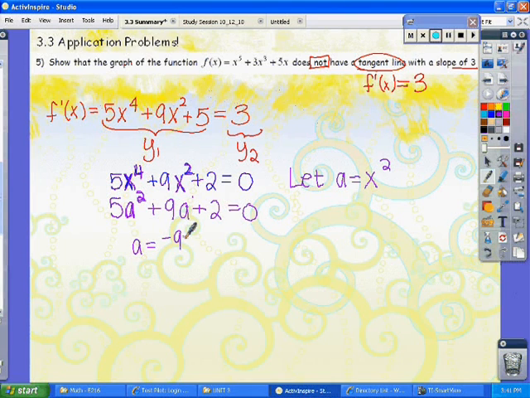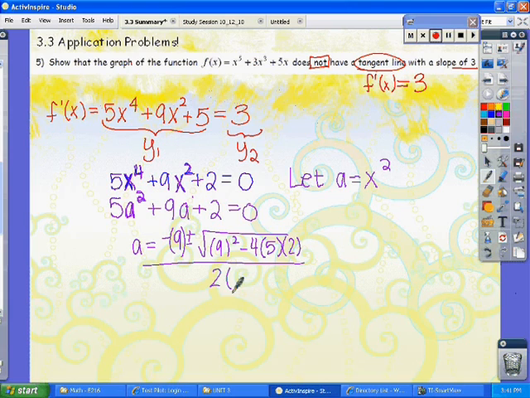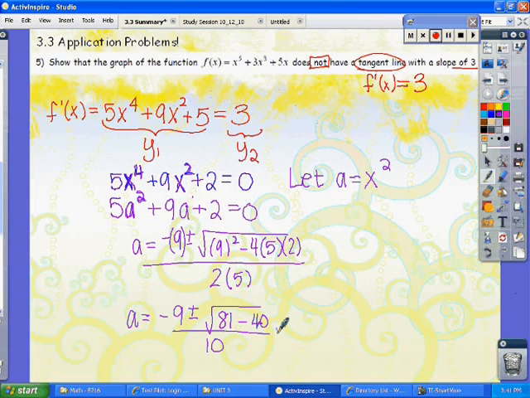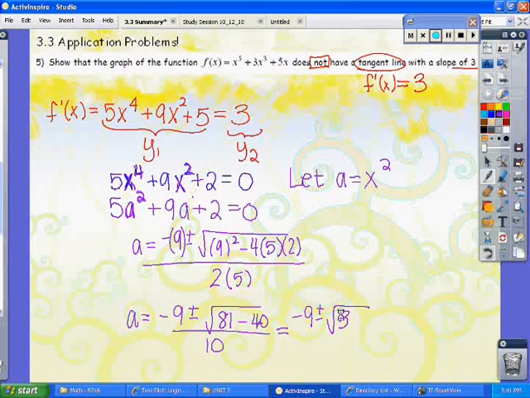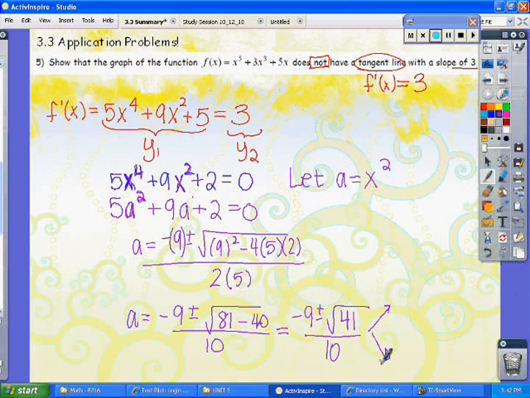So negative b plus or minus the square root of b squared minus 4ac, where a is 5, c is 2, all over 2a, which is 10. And let's see. Negative 9 plus or minus the square root of 81 minus 40, over 10. So I'm going to get negative 9 plus or minus the square root of, hopefully, 41, over 10. And I'm going to use my calculator in a second because a was the same as x squared.